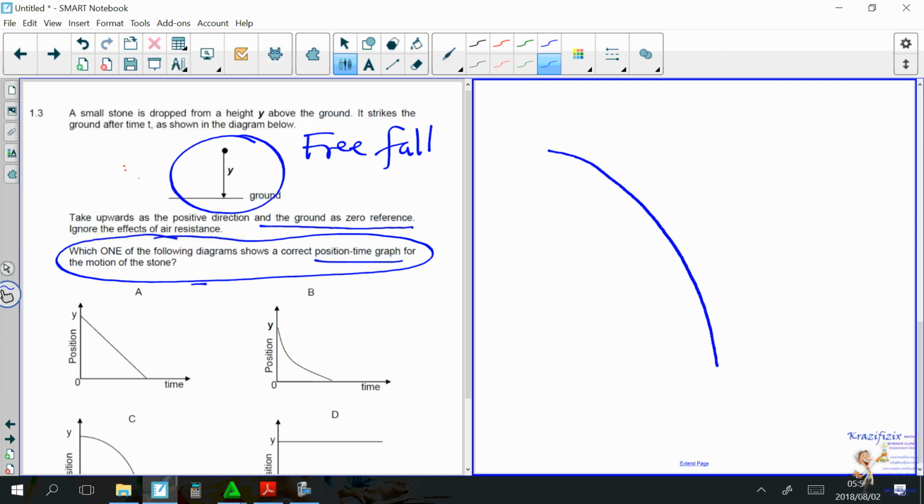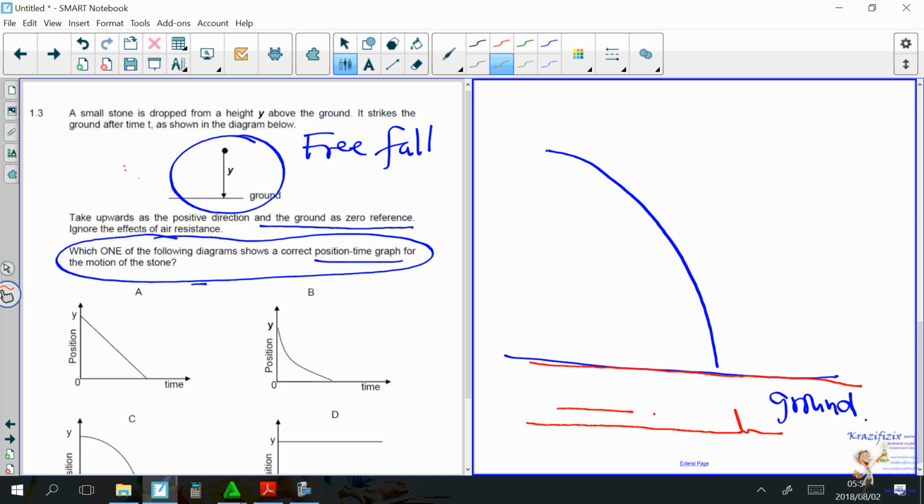This is how the object is moving. It's dropped from a height, so it's dropped from here, and here is the ground. Now you have your sketch like this. Here's the ground. The question says use the ground as your 0 reference. What you do is you go to the ground and draw your x-axis there, 0 reference. Draw your x on the ground, and then the point where the object starts from, draw your y, and you have your position time graph.